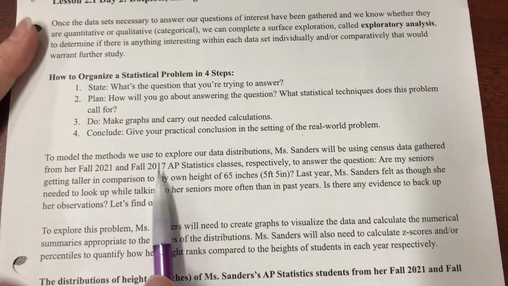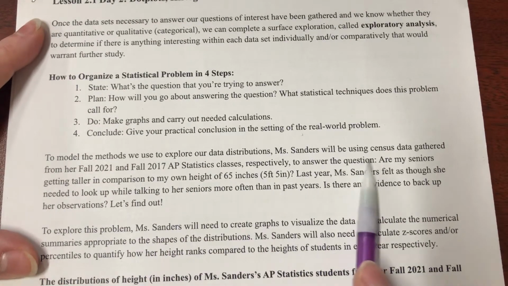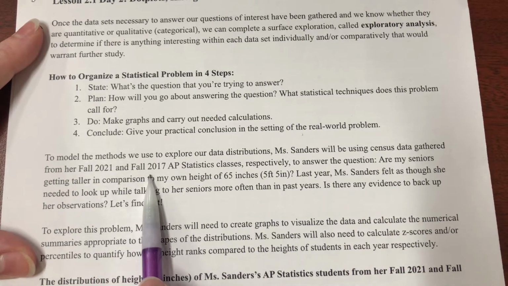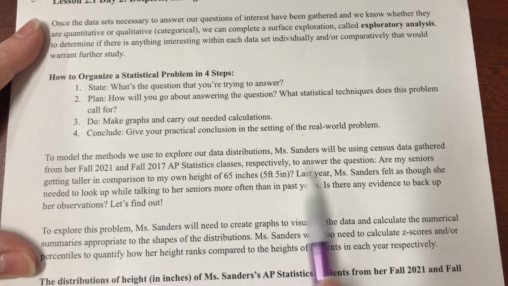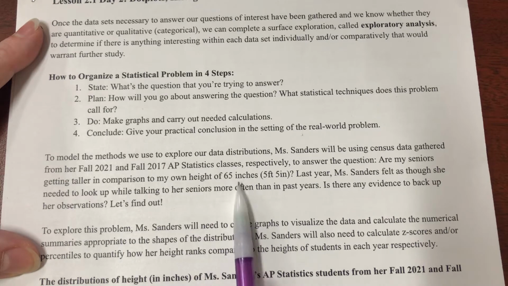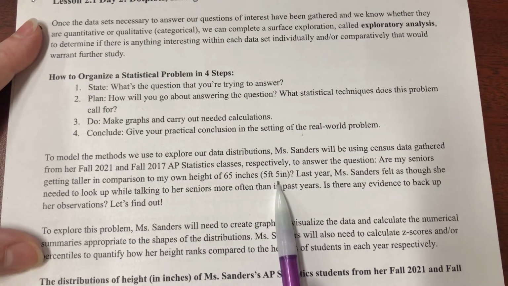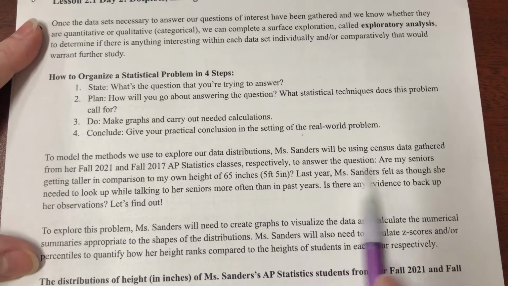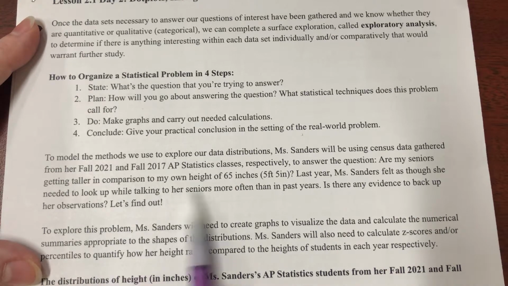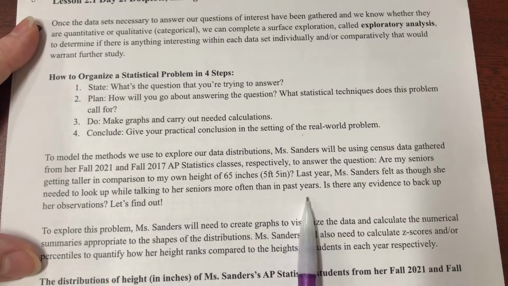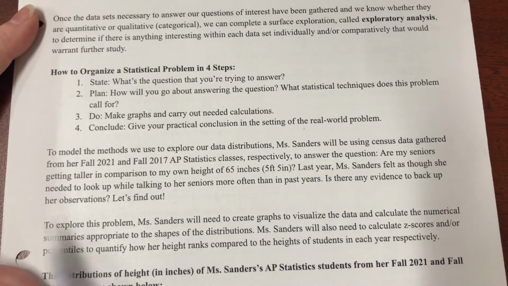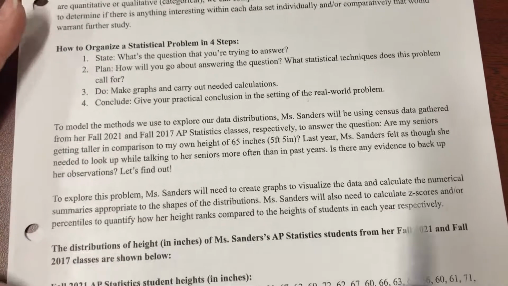Now, to model the methods that we use to explore our data distributions, I'm going to use census data gathered from my Fall 2021 and Fall 2017 AP Statistics classes, respectively, to answer the question: are my seniors getting taller in comparison to my own height of 65 inches? I'm about 5 foot 5 inches. Last year, I noticed that I needed to look up while talking to my seniors more often than in past years, or at least it felt like that. So we want to figure out, is there any evidence to back up my observations? Let's find out.